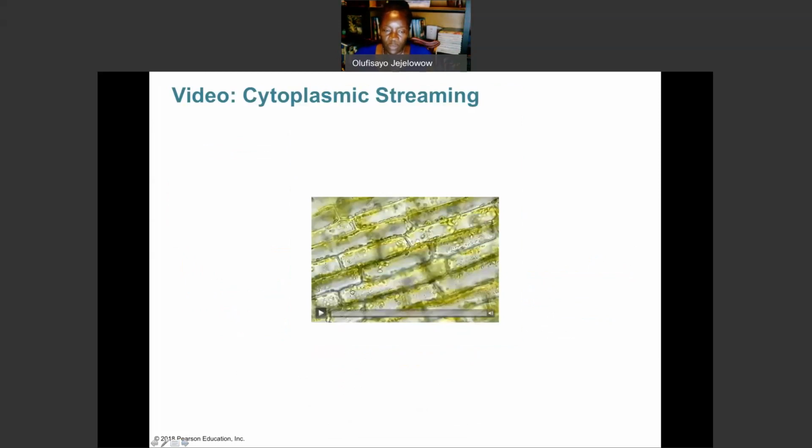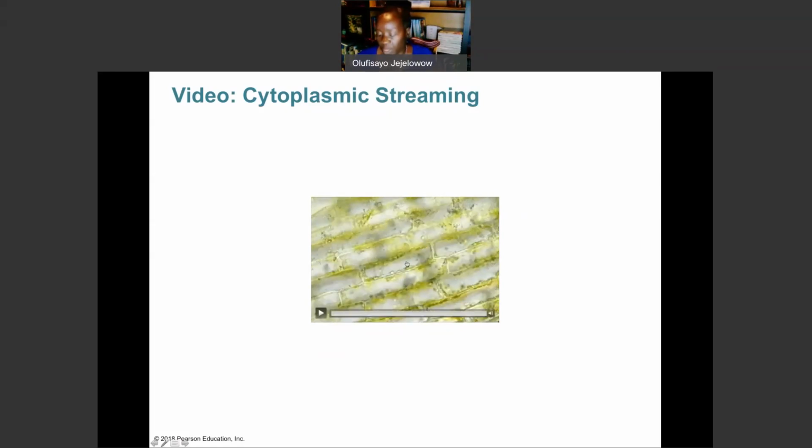So in plant cells, if you remember, we said there are plasmodesmata that allow the contents of the cytoplasm to flow from cell to cell. Of course, the nucleus will not flow. It's bigger than any of the plasmodesmata. So let's look at cytoplasmic streaming in Elodea. You can see the flow of the cytoplasm going from cell to cell. This is evidence of the presence of plasmodesmata joining the cells of multicellular plants together.